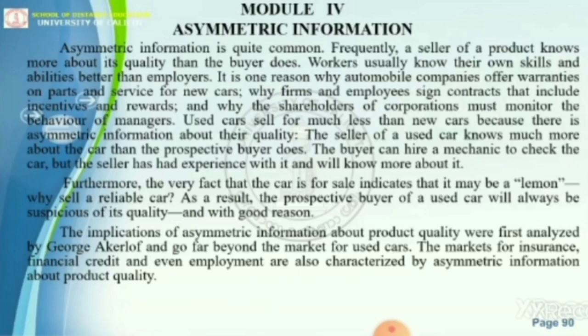The implications of asymmetric information about product quality were first analyzed by George Akerlof and go far beyond the market for used cars. The markets for insurance, financial credit, and even employment are also characterized by asymmetric information about product quality. That means this is just an example. Our economist George Akerlof explained asymmetric information using a second-hand goods market. Of course, he used the car industry, where one person is buying a car that's not a new car, right? A second-hand car.